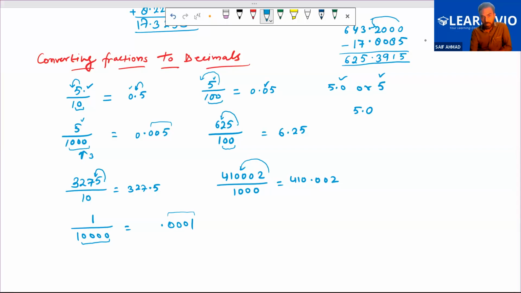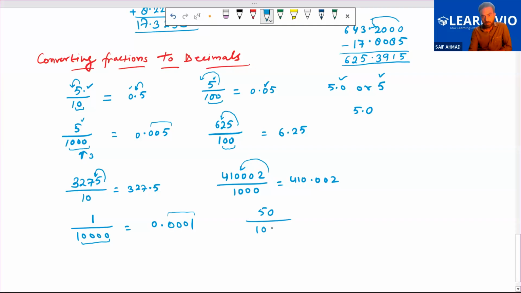Now you can make a zero for the standard form. It is the standard form to write decimals. You cannot leave decimals alone. So here is the standard form to write the decimal: 0.0001. Understood? Yes. Okay.